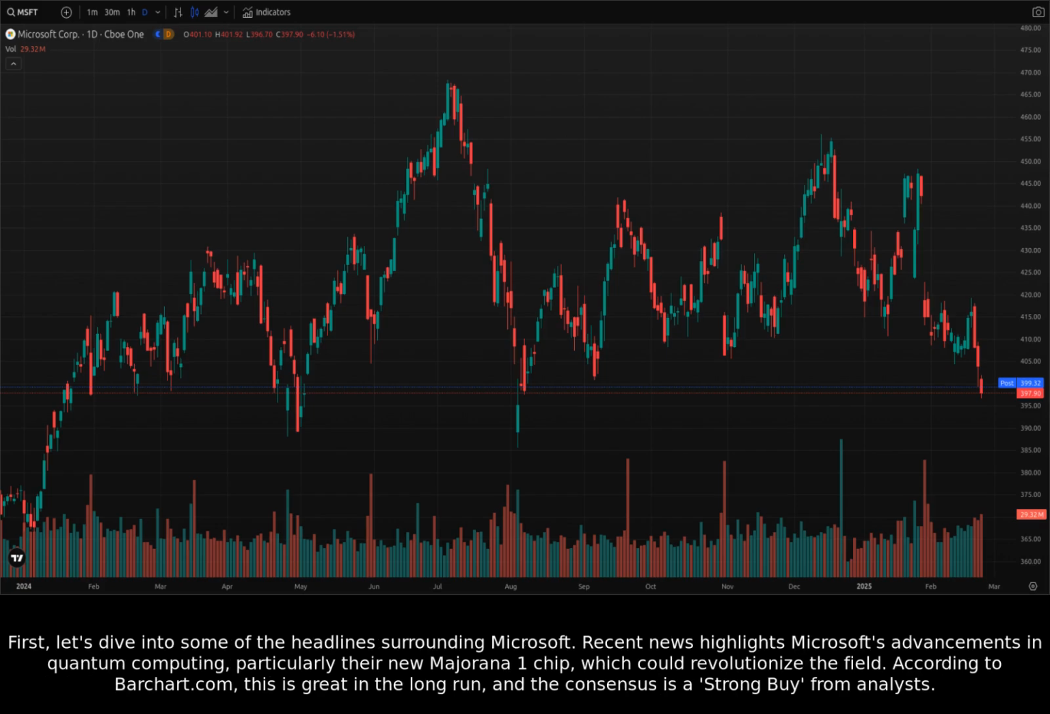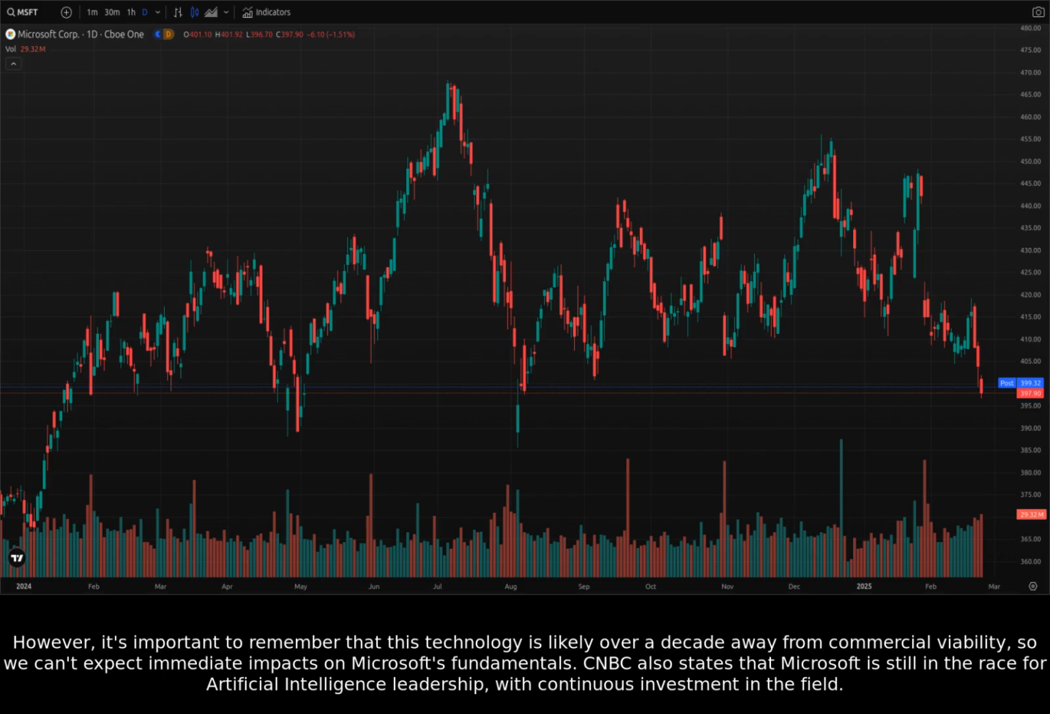First, let's dive into some of the headlines surrounding Microsoft. Recent news highlights Microsoft's advancements in quantum computing, particularly their new Majorana 1 chip, which could revolutionize the field. According to barcart.com, this is great in the long run, and the consensus is a strong buy from analysts. However, it's important to remember that this technology is likely over a decade away from commercial viability, so we can't expect immediate impacts on Microsoft's fundamentals.